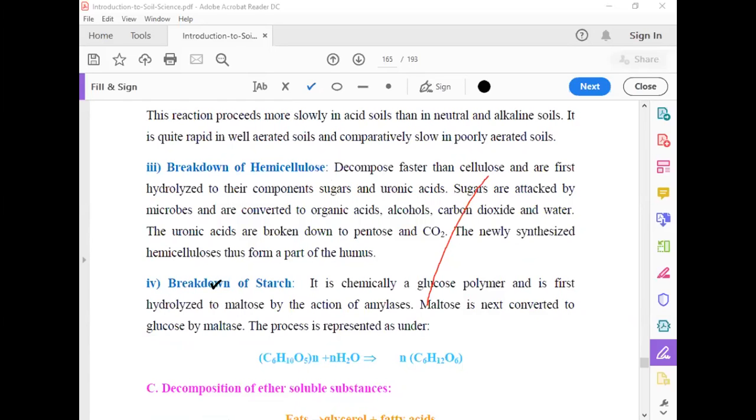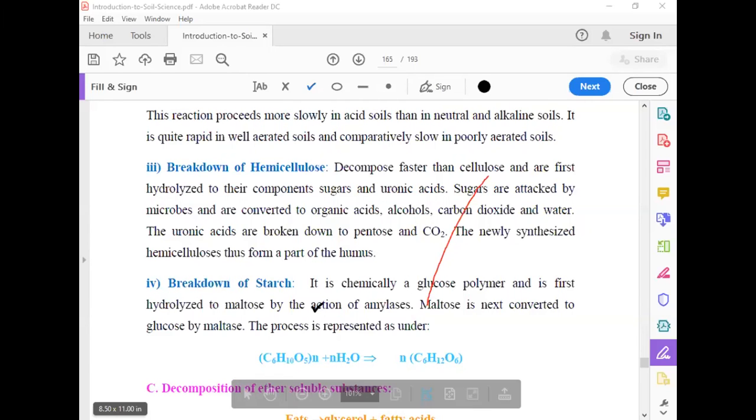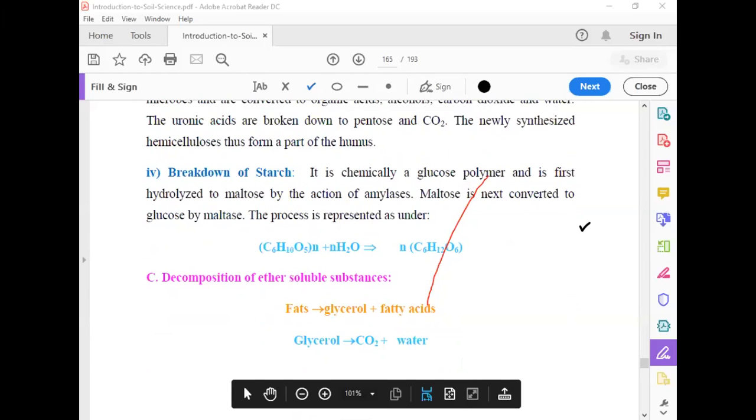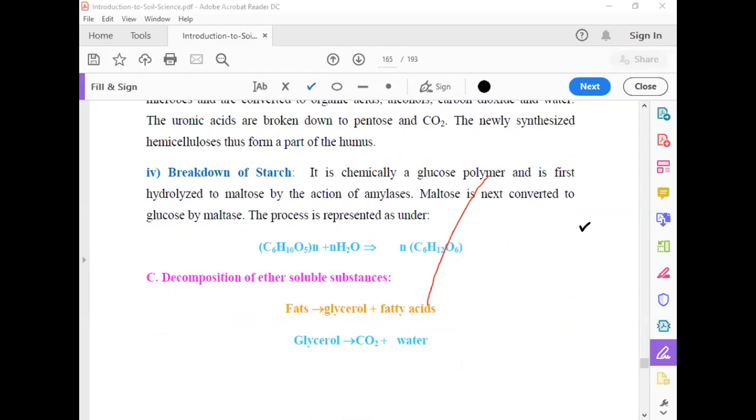The sugar is then attacked by microbes to produce organic acids, and uronic acid is broken into pentose to produce humus. Then breakdown of starch. That is, the glucose polymer is first hydrolyzed to maltose by the action of amylase. Then maltose is converted to glucose by maltase enzyme.